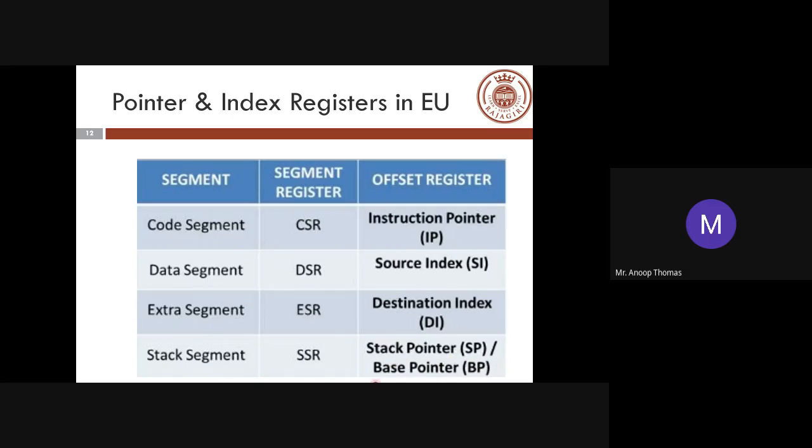It is also called a base pointer. So these are the different kinds of registers, the offset registers, which are used to find out the exact address where your required information is stored.